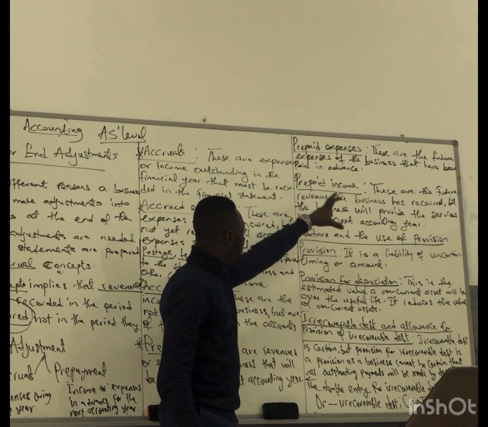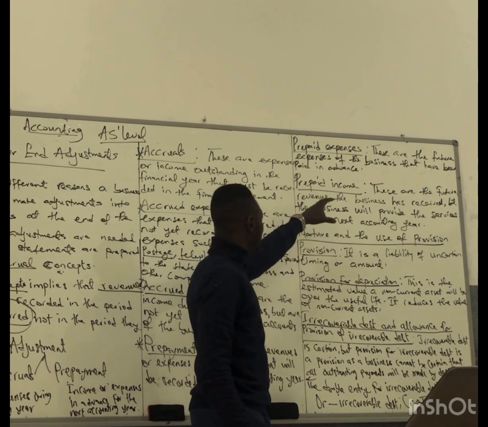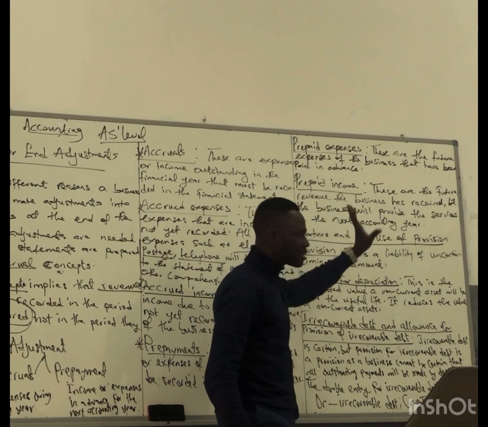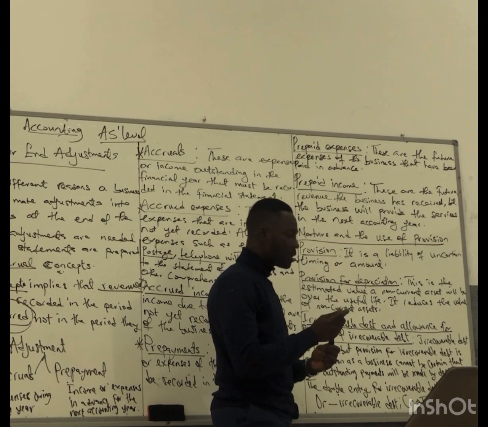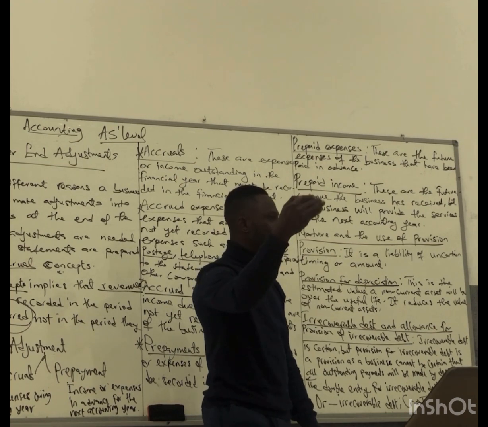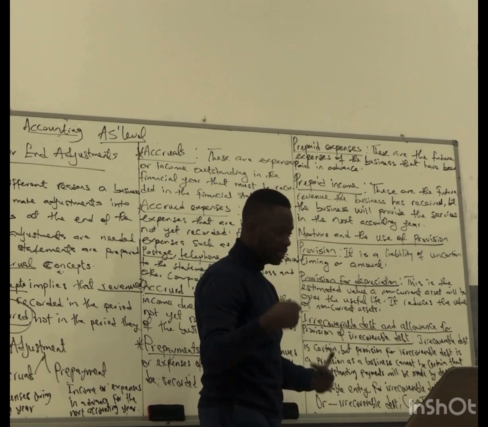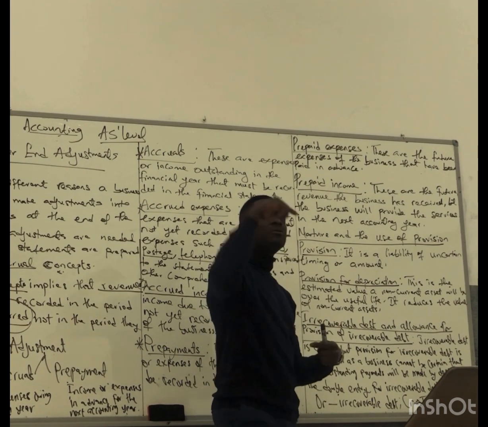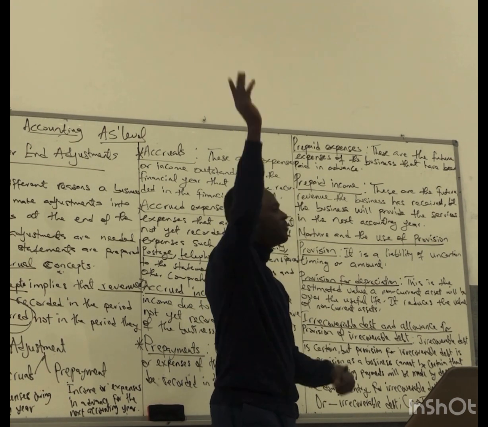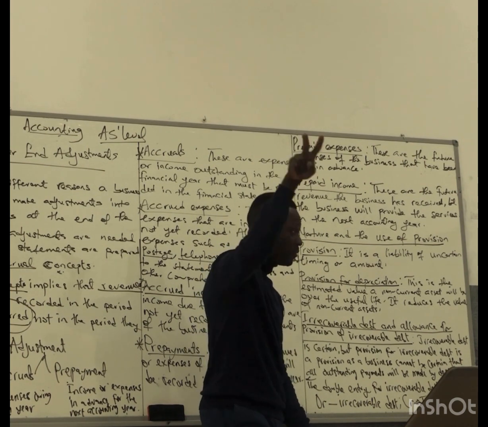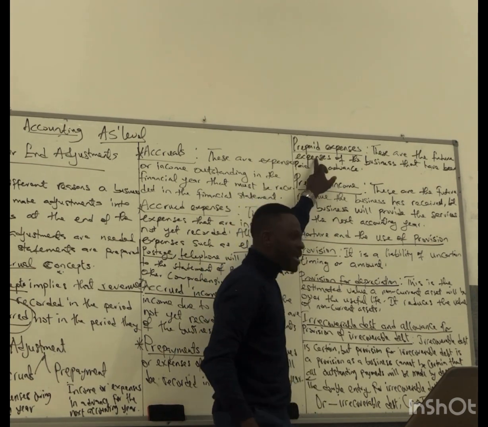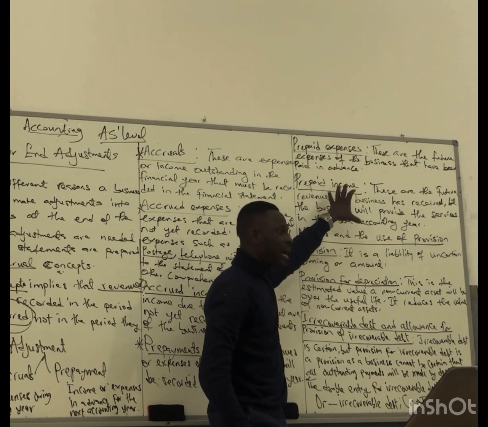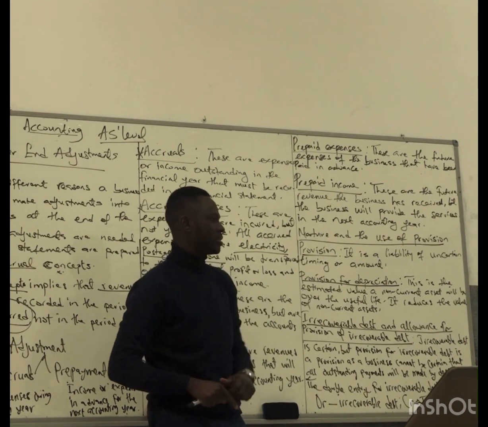So we have prepaid expenses and prepaid income. What are prepaid expenses? These are the future expenses of the business that have been paid for in advance. Here, I have paid for insurance for the next 12 months. This is February, right? So that means I've paid for next year, January or February. So the 2 months I have paid for will be considered as what? Prepaid. It will be recorded in the statement of financial position as other receivables.